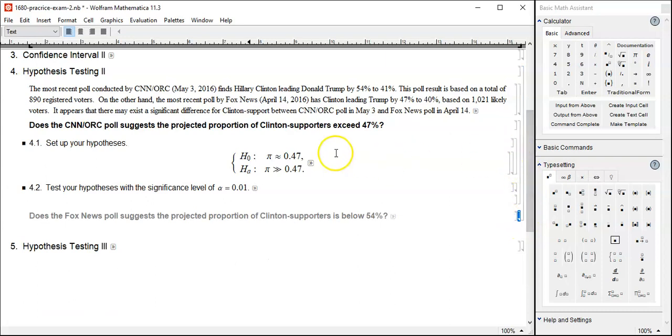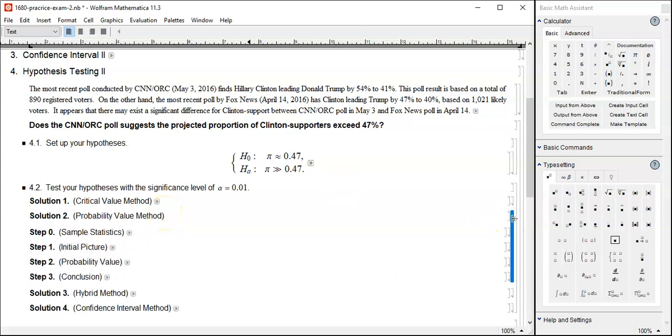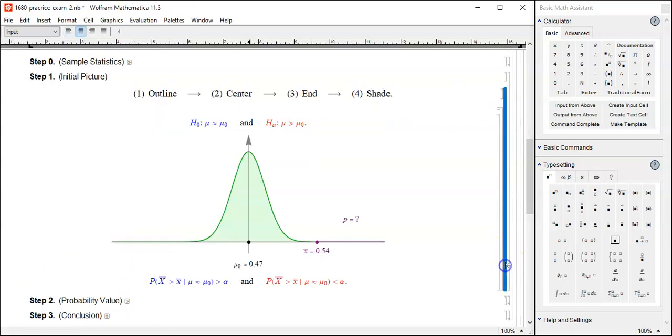Instead, let's repeat the same problem using the probability value method. Okay, how does that work? Well, the initial picture differs a little bit. The null is, of course, 47%, but the observed mean comes in already. Instead of looking for a critical value, we put the observed value 0.54 and find out the appropriate shading here.